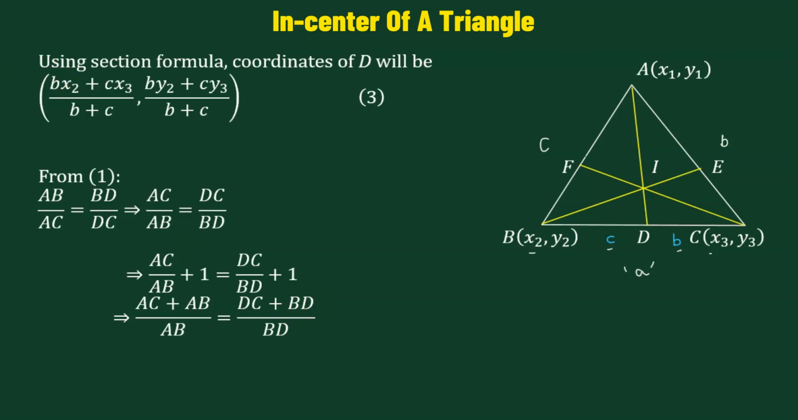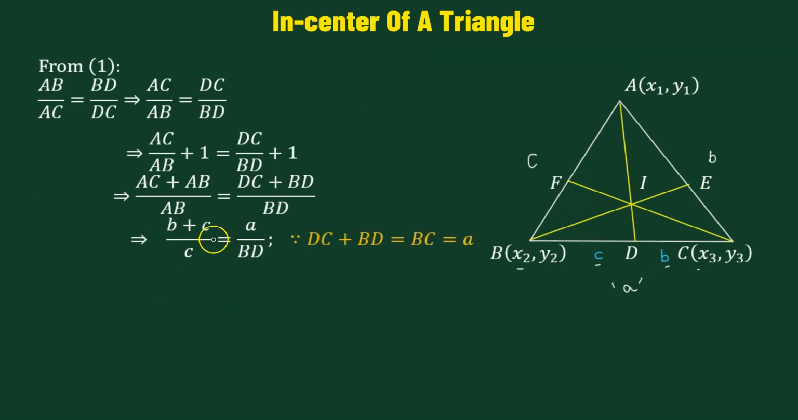So let's do that, and this is going to give us (b + c)/c = a/BD. Now what we can do is finally solve for BD, and that's going to give us BD equals AC divided by b plus c. Now we're going to consider the angle bisector BI.